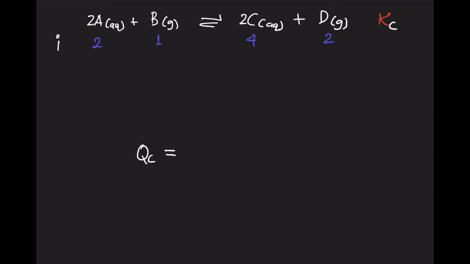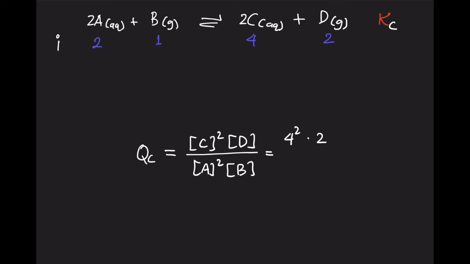So QC is C to the power of 2, times D, divided by A to the power of 2, or squared, times B. So in this case, we can immediately calculate that we have 4 squared multiplied by 2, divided by 2 squared multiplied by 1. I believe you will get 8 or so. Please check the calculation.